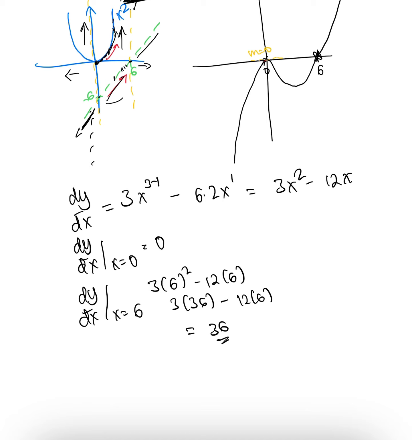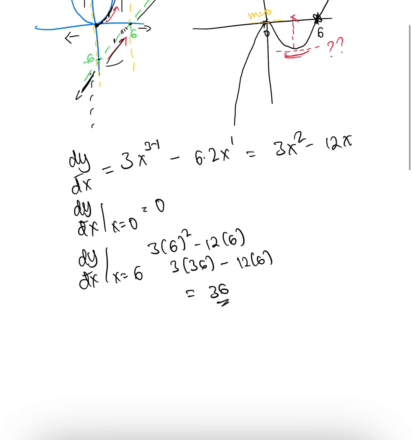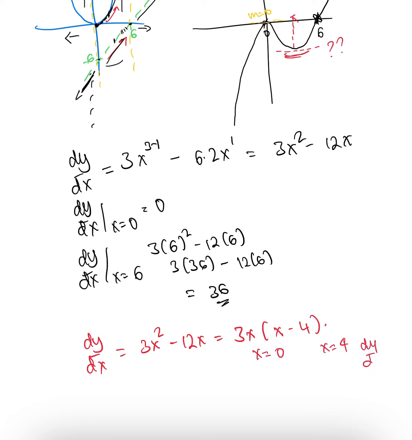But what do we see from this curve? We see that there's another point here that looks as if it has a gradient of 0. What point is this? What's the value of x here? Well, we know that dy by dx, so I'm solving for that point, is 3x squared minus 12x, which I can factorize as 3x(x minus 4). And this tells me that when x equals 0 and x equals 4, dy by dx is 0. So what we've done here is we found that this is x equals 4.